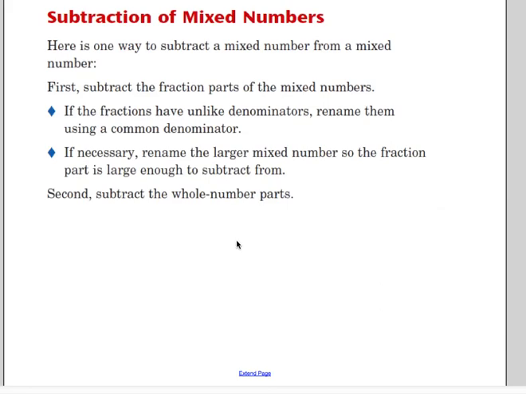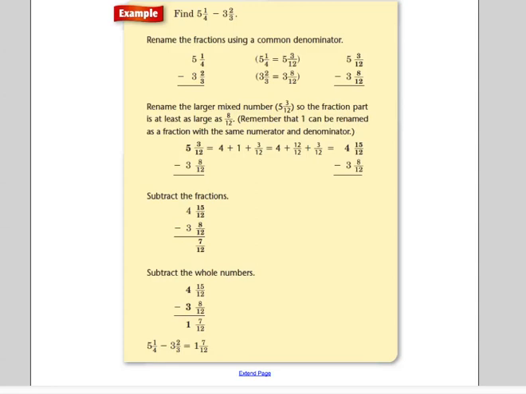Let's take a look. Here's one way to subtract a mixed number from a mixed number. First, subtract the fraction parts of the mixed numbers. If the fractions have unlike denominators, rename them using a common denominator. If necessary, rename the larger mixed number so the fraction part is large enough to subtract from. Second, subtract the whole number parts. Let's take a look at what that means.